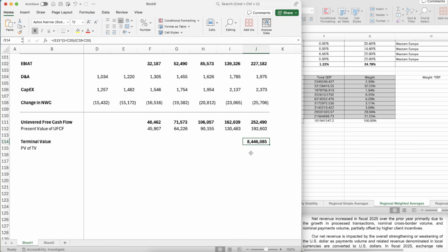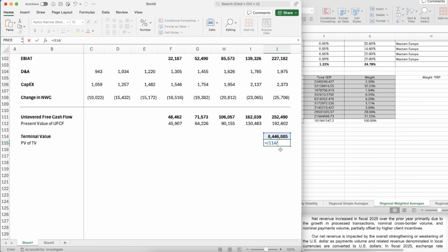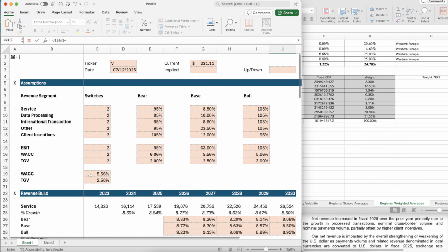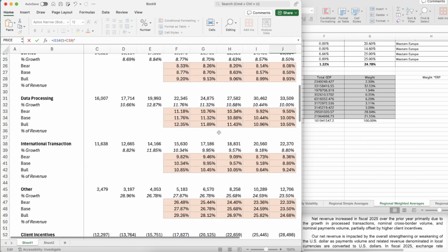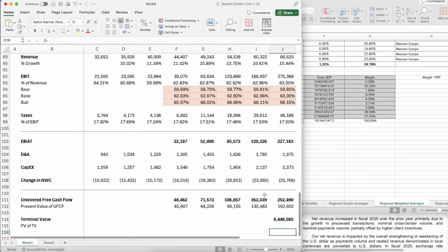Wow, 8 trillion. We'll adjust it in a second. We'll see. Divided by 1 plus the WACC to the power of 5.